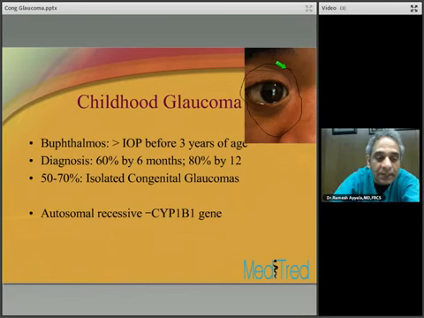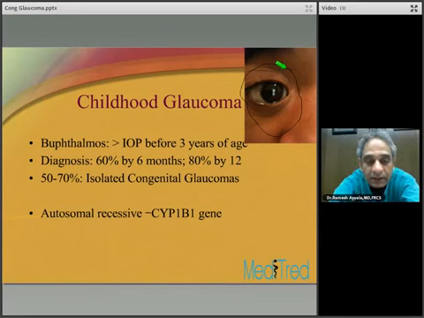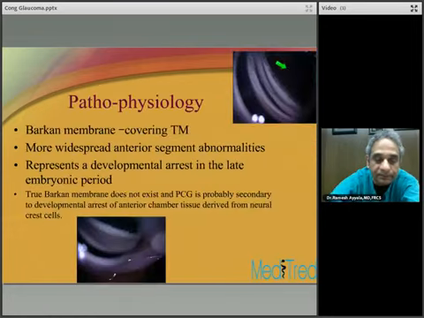So from the exam point of view, remember, it's an autosomal recessive nature in a small section of the population, a small section of the patients, and it's localized to the CYP1B1 gene.